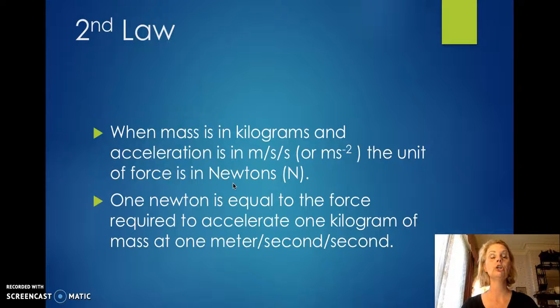Force we measure in newtons, in respect of Newton, and it's given the symbol big N. 1 Newton is equal to the force required to accelerate 1 kilogram of mass, so think of a litre of milk, that's a kilogram, at 1 metre per second squared.